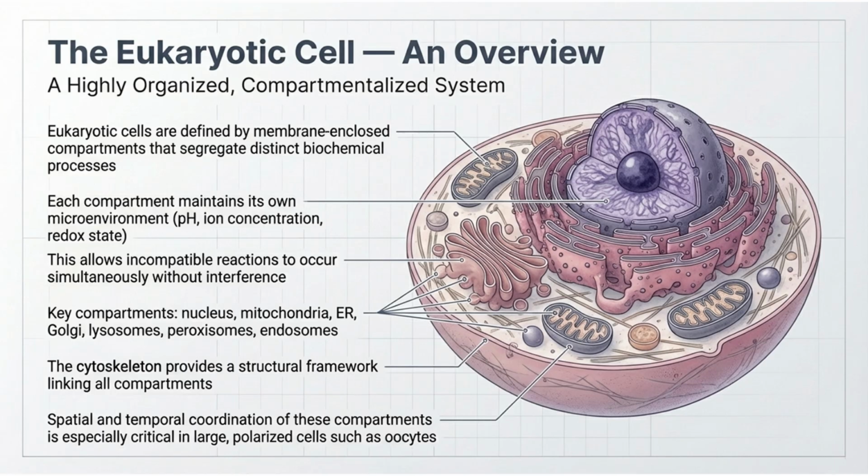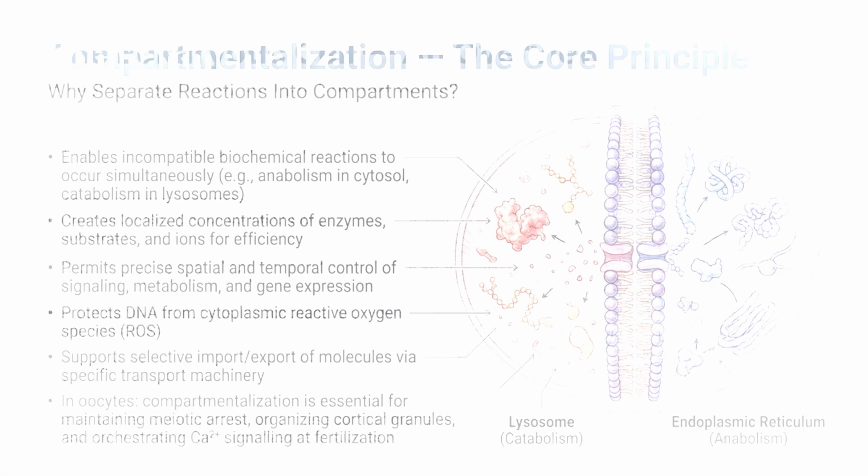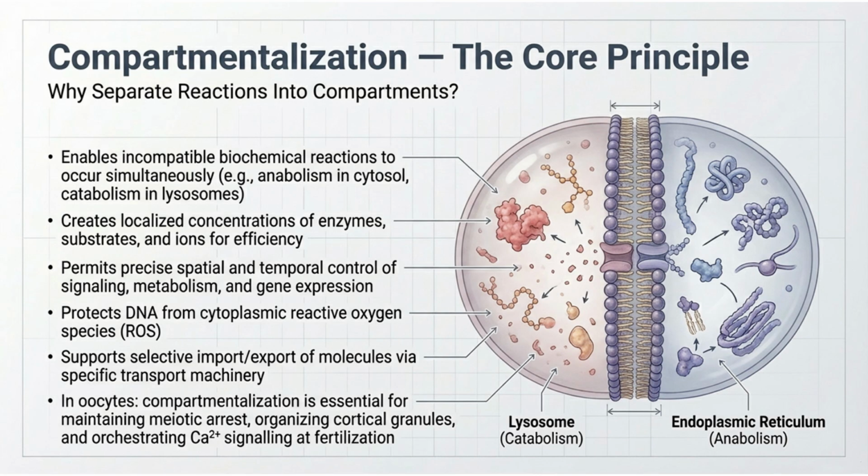The cytoskeleton, the structural framework connecting all compartments, is not merely supportive in the oocyte. It is a primary organizer of developmental polarity. Spatial and temporal coordination of all these compartments is what makes cells work, and in oocytes, it is what makes reproduction possible. Why? Compartmentalization is the most important architectural innovation in the history of cellular life, and understanding why it exists will help you understand virtually every aspect of cell biology we cover in this series.